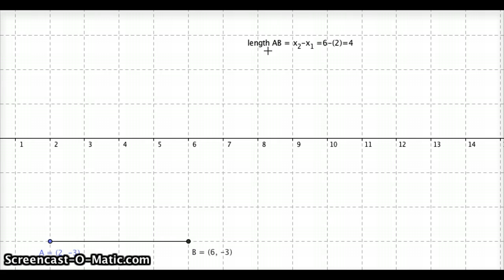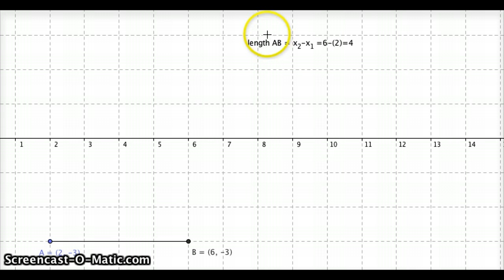Now you might argue, why do you have to do it in that order? Couldn't you do 2 minus 6 and get an answer of -4? And the answer there is yes, that's true. We are looking for a length, so the positive or negative doesn't matter. We're looking for the absolute value, the size of the change. So if you did 2 minus 6 and got -4, you could just take the absolute value of that -4 and use that as a length. So that's the length of a horizontal line segment, fairly straightforward.